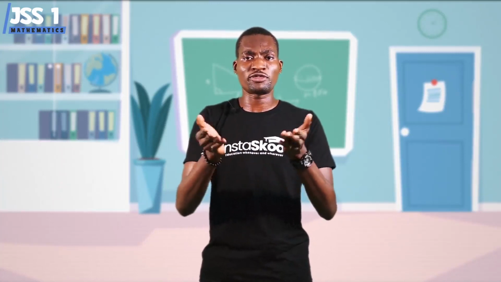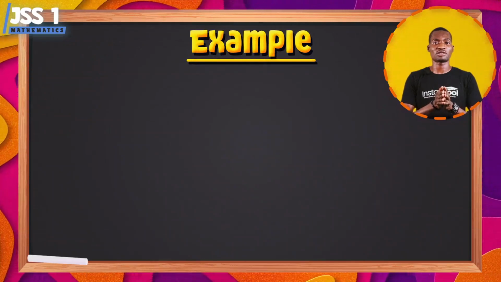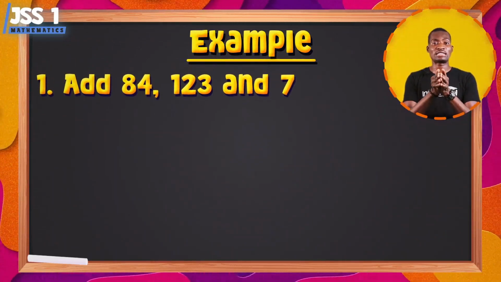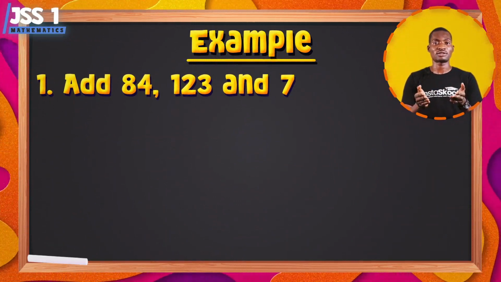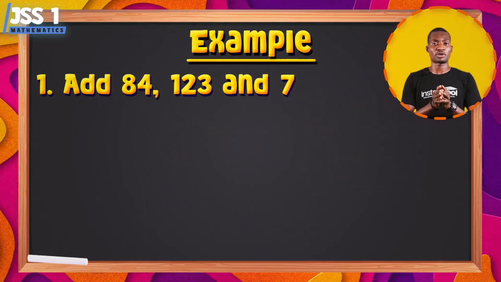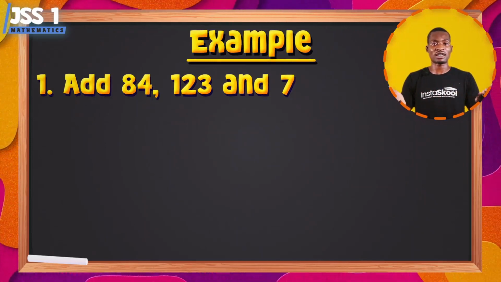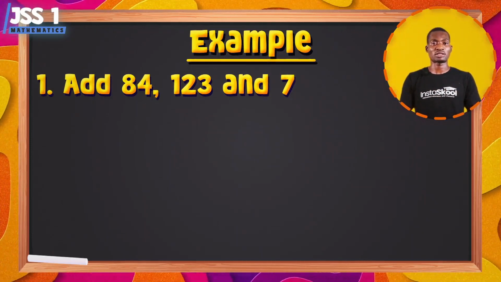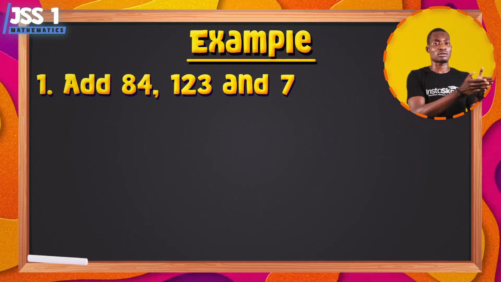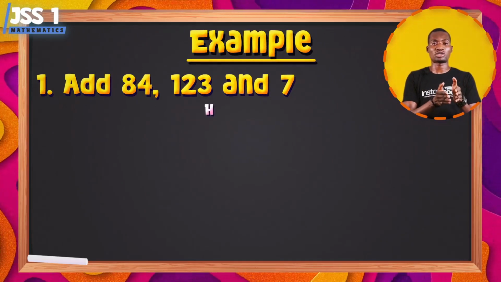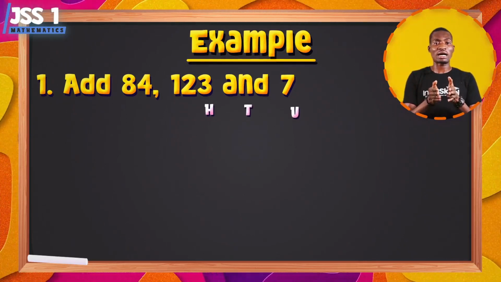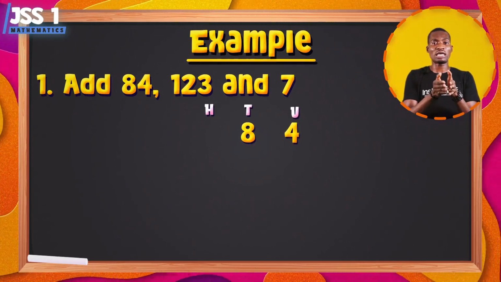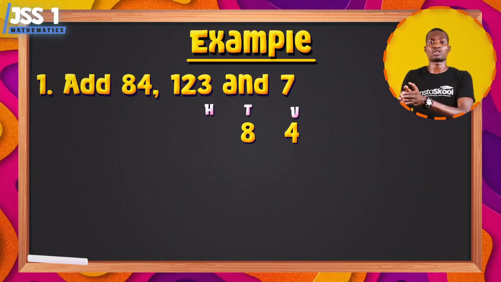Let us now take some few examples of addition. The first example is we are expected to add 84, 123, and 7. The first step to solving this problem is to write the place value of each of these numbers. We start with hundreds, tens, and unit. The first number is 84. 8 is under tens and 4 is under unit.